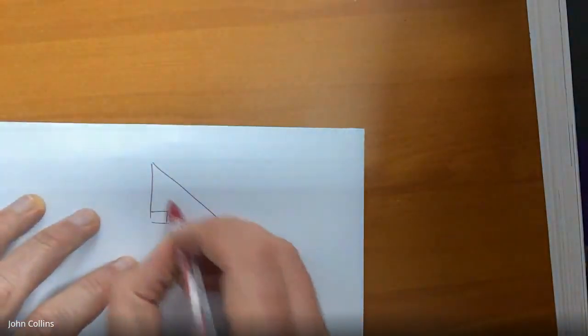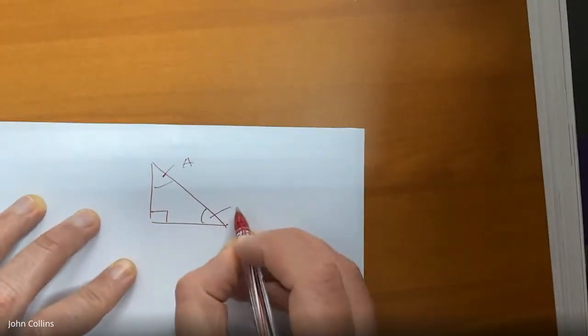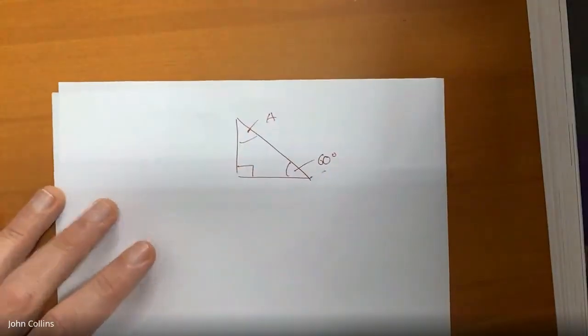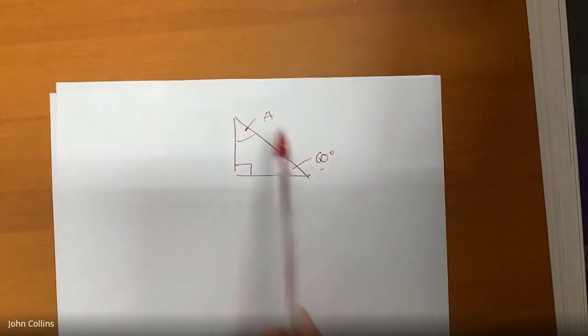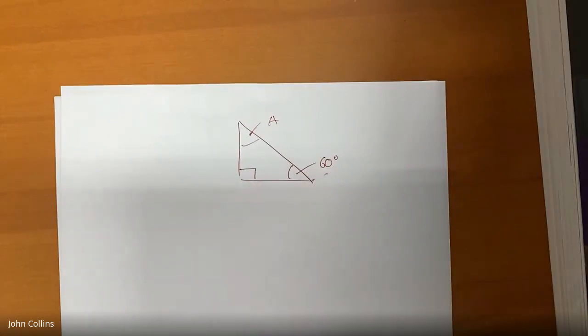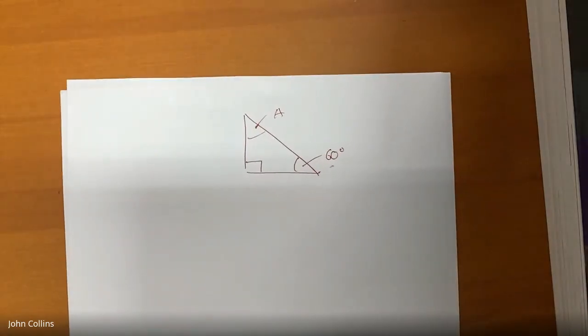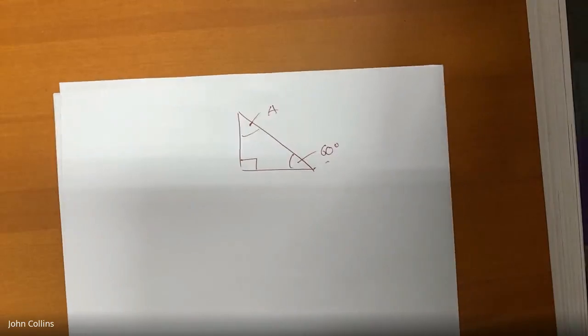Another 90-degree one. I'm going to find this one up here. This one down here is 60. What's A? Oliver gets it. A must be 30. 30 plus 60 is 90, plus another 90 is 180. 180. Remember, a right angle, Lauren, is 90 degrees.